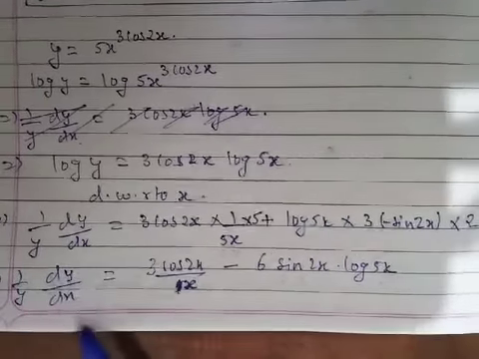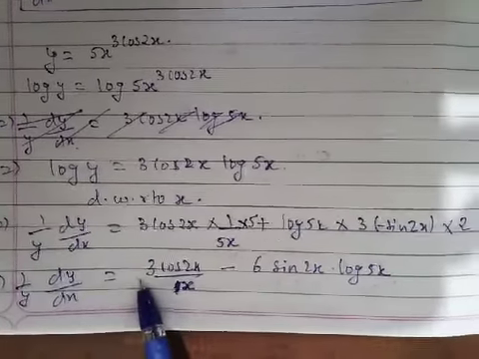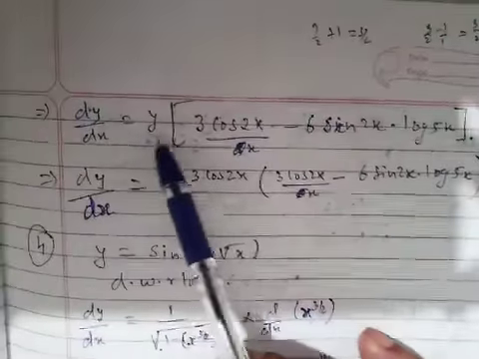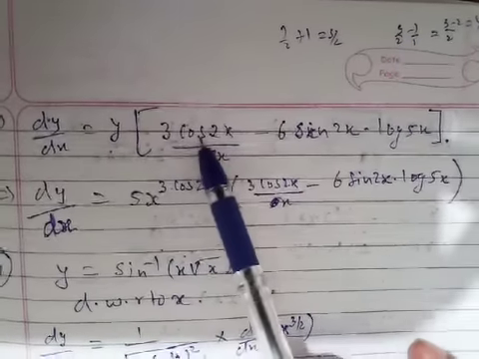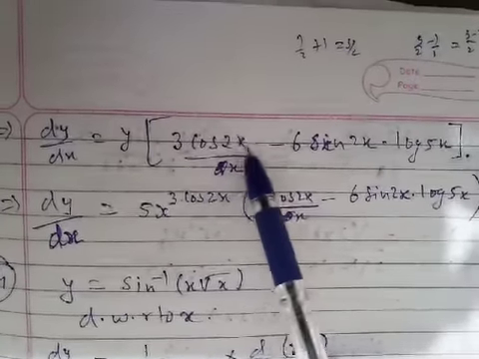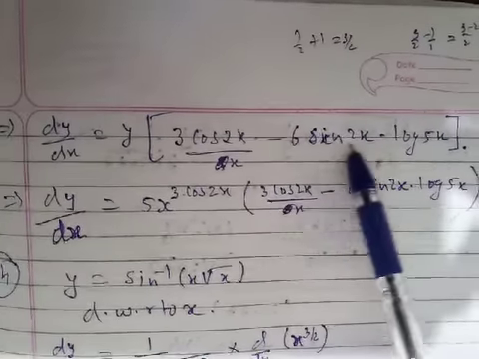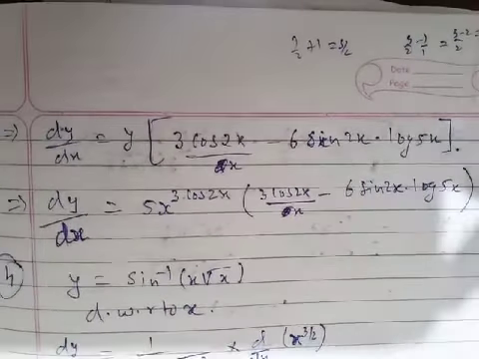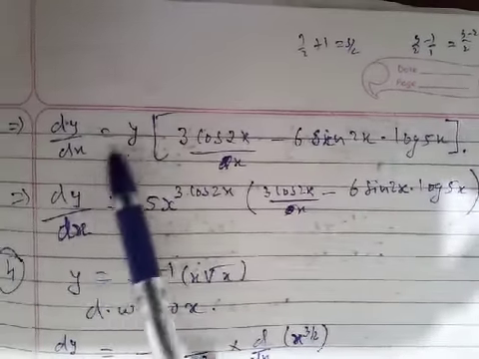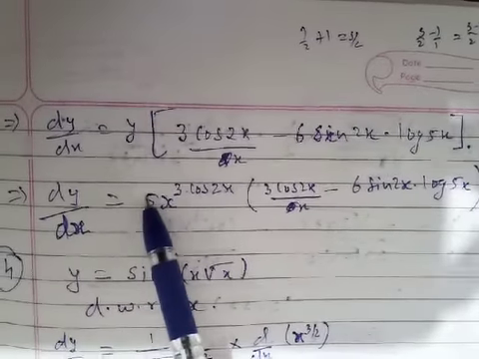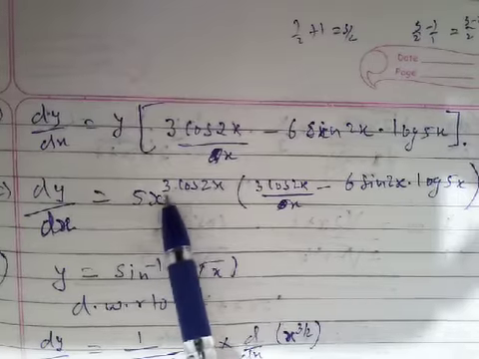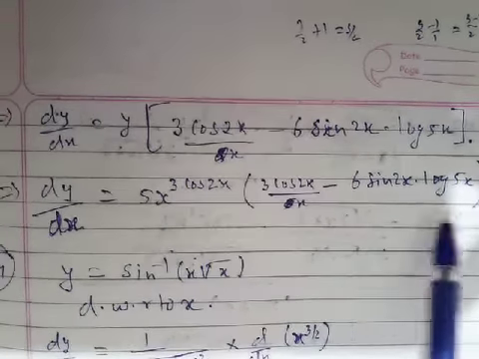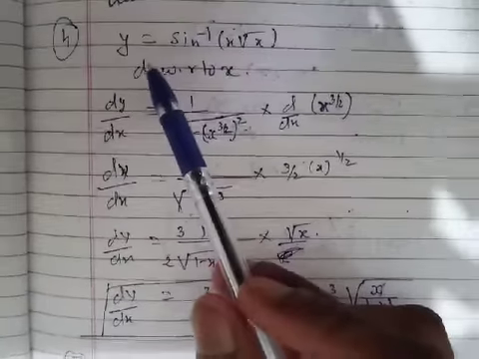Okay, dy/dx. So y will go on that side, so it will be in the bracket, and will be y. So dy/dx is equal to y [3 cos 2x upon x − 6 sin 2x into log 5x]. Isn't it? Substitute the value of y here. What was y? 5 into x raised to 3 cos 2x. That's all.